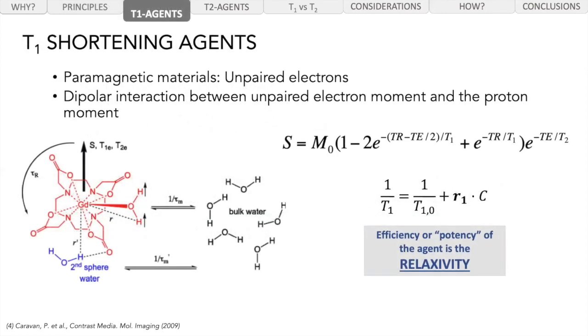T1 shortening agents, so agents that make the T1 of water protons shorter, are mainly paramagnetic, with unpaired electrons. The dipolar interaction between the electron moment and the proton moment is in constant exchange with the bulk water. And this exchange with bulk water results in a reduction of the overall T1 of the water. The efficiency of how an agent reduces that T1 is called the relaxivity. And this is a really important term whenever we want to characterize how good of an agent a molecule is.